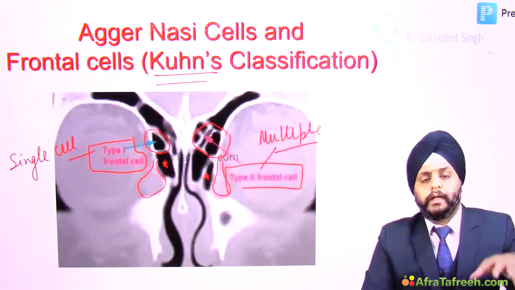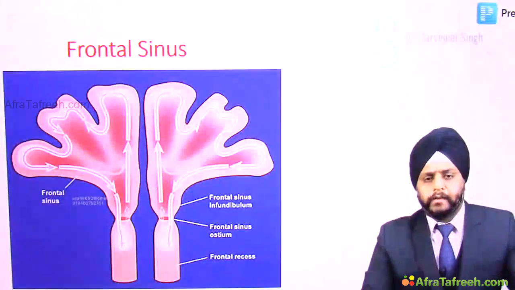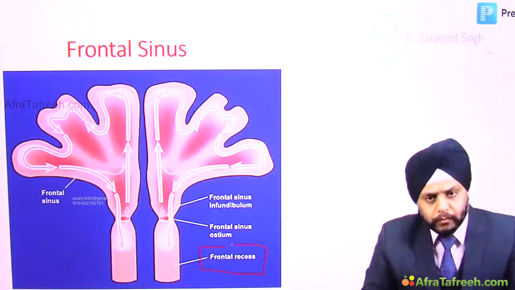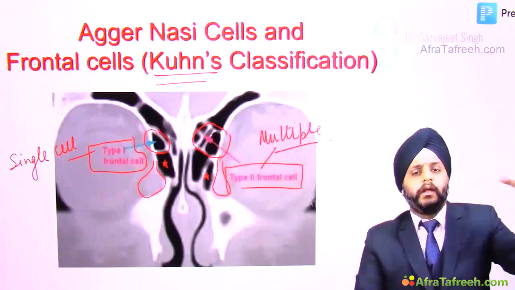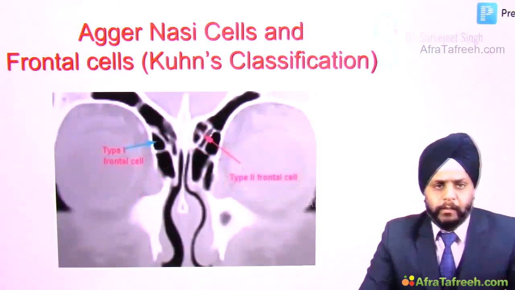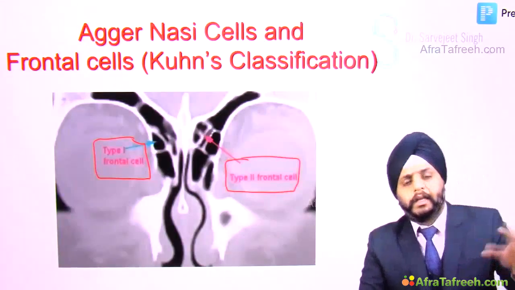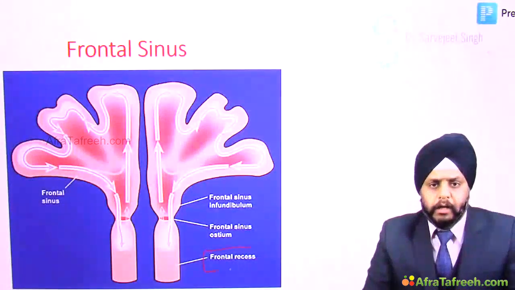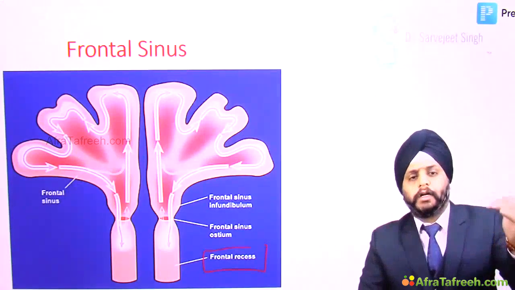Till now, these cells are in the frontal recess. I hope you understand the frontal recess. Frontal recess is this part which is below the frontal sinus ostium. Okay, now if these cells pneumatize and some part of the cell is in the frontal sinus... When we talked about these type 1 and type 2 frontal cells, we know that these cells are in the frontal recess. So as I showed you, the frontal recess is the part that is below the frontal sinus ostium. They have not gone in the frontal sinus.